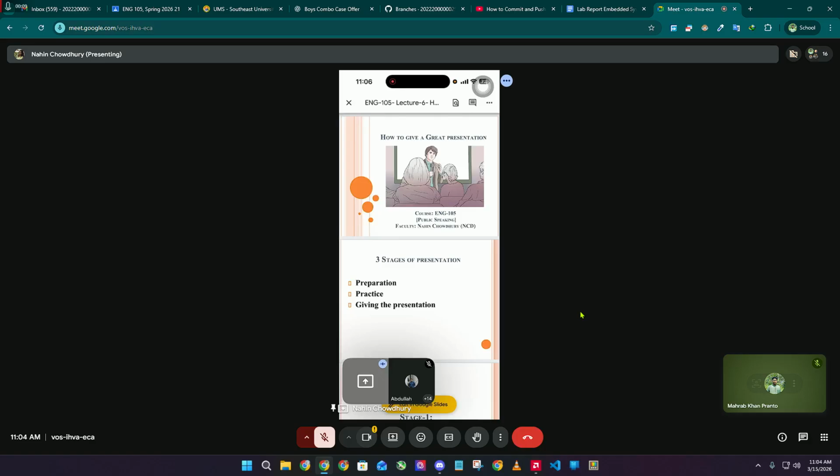Stage two is practice. After all the preparation, if you don't practice at home, if you don't practice properly, you are definitely going to lose confidence. So you have to practice repeatedly, and it is always recommended that you practice in front of the mirror.